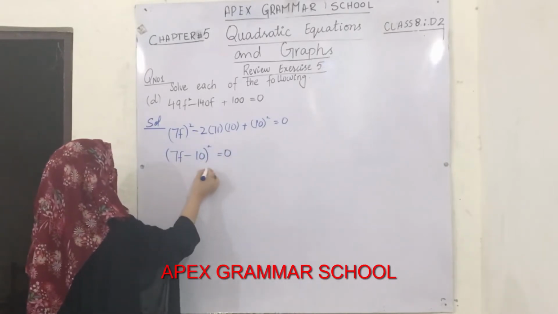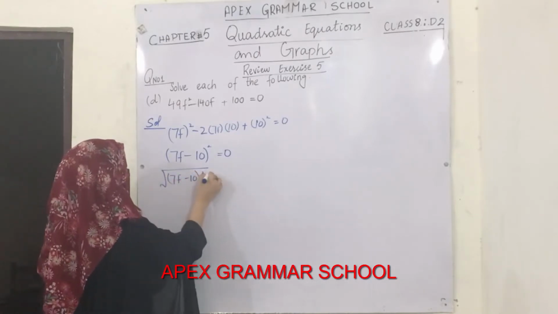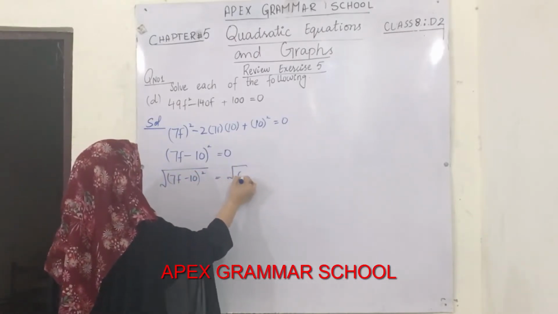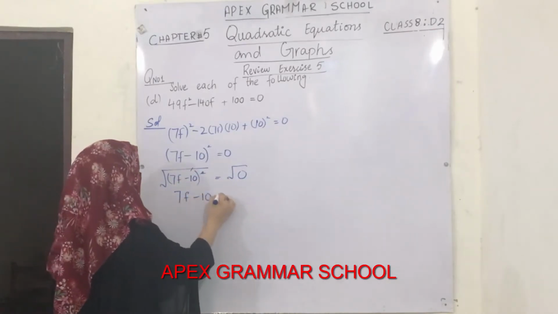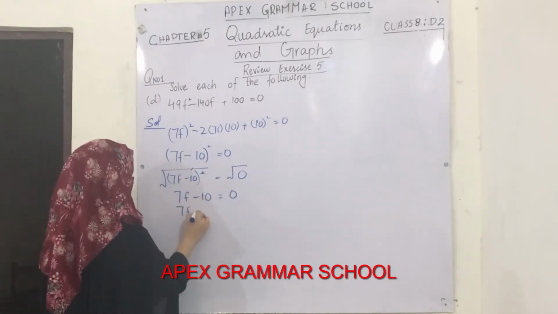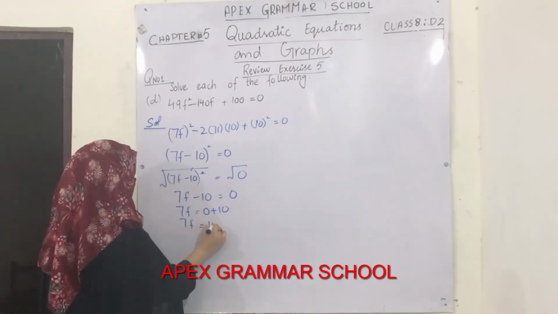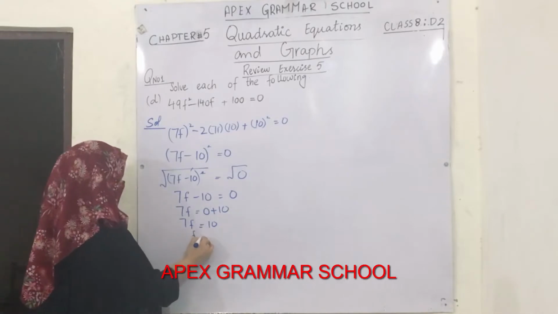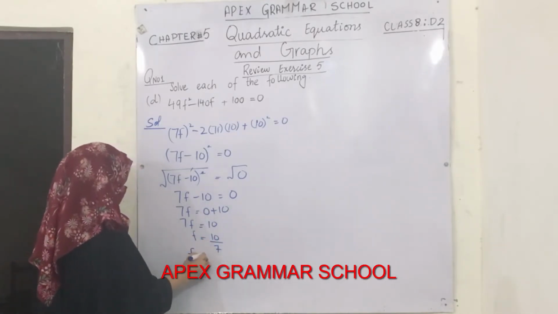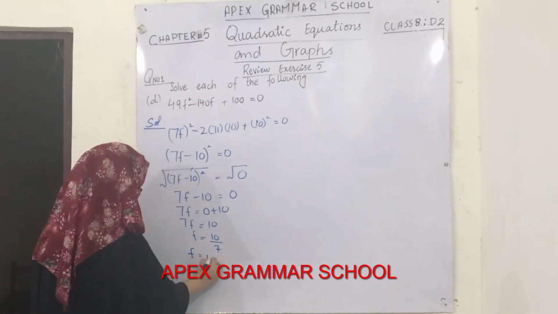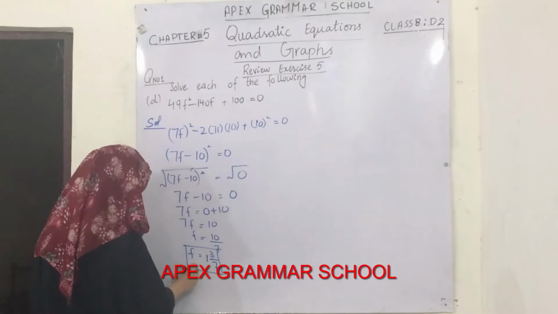Now taking square root on both sides. 7f − 10 is equal to the square root of 0. 7f − 10 = 0. 7f = 0 + 10. 7f = 10. 7 is being multiplied, so on the other side it will be divided. After division, we can change this improper fraction to a mixed fraction. So 1 whole 3 by 7 is the root of the given equation.